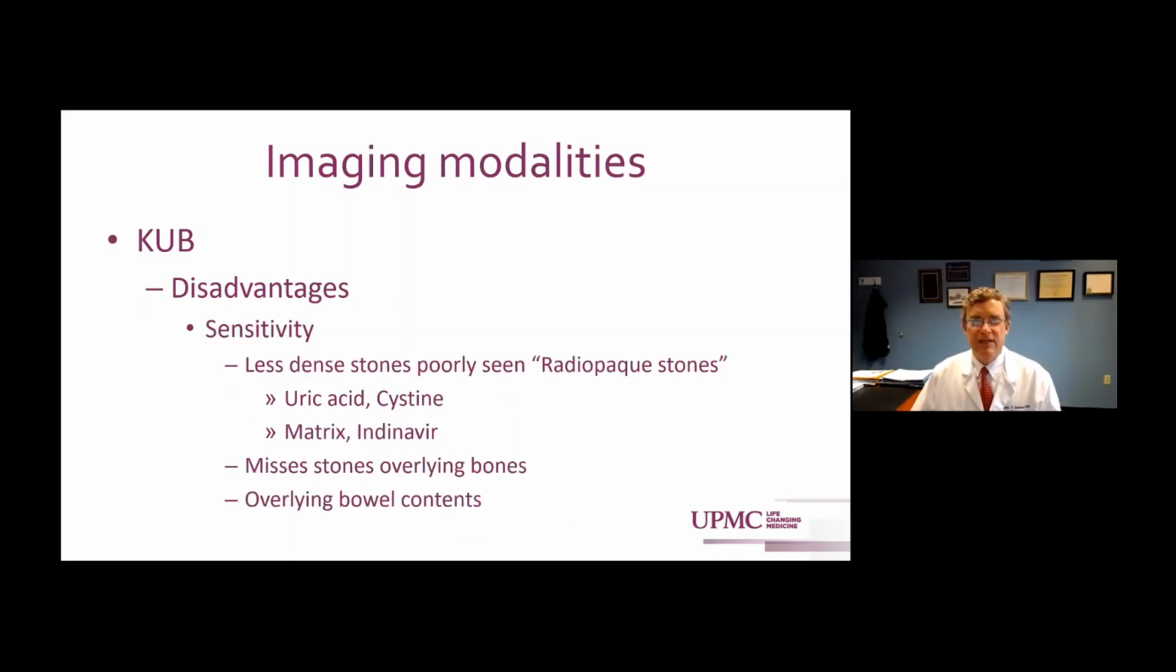Some of the other sensitivity issues, there's lots of the classically radiopaque stones that are less dense, some that we talked about on the CT scan. Uric acid, cysteine tend to not be visible. Matrix and indinavir definitely not visible. It can miss stones that are overlying bones, and there can be overlying bowel content that can get in the way.